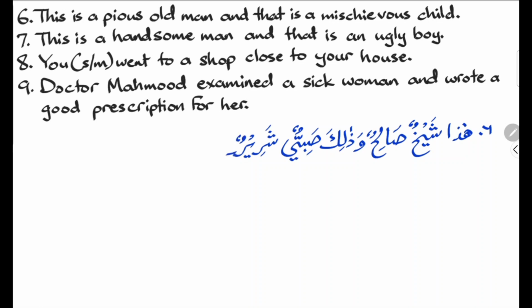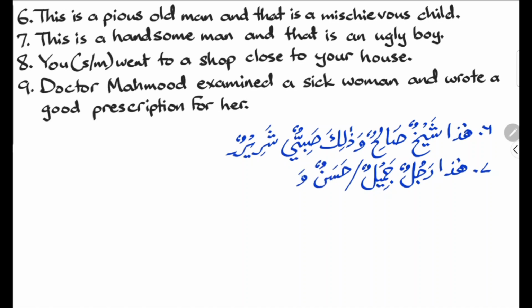شرير. Number 7. This is a handsome man and that is an ugly boy. This again is هذا. Is a handsome man. Handsome man. Man is mawsuf, is going to come first. رجل. Handsome is jamilun. That's the sifa. You could also say hasanun, which also means handsome.